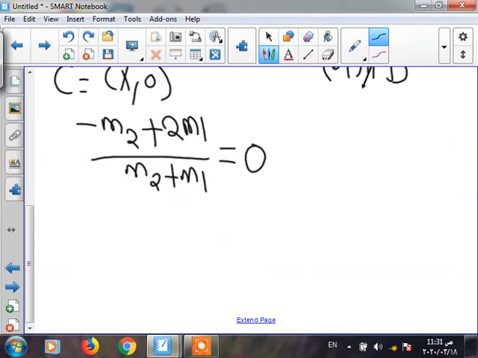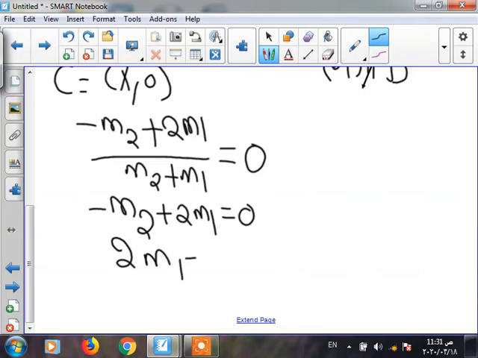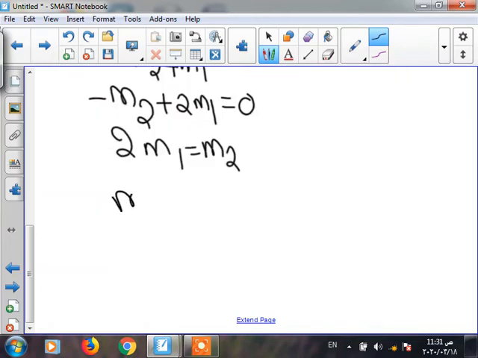If you multiply here by 0, now we have -M2 plus 2M1 going to be 0, because this times 0 equals 0. Move M2 to the other side. So 2M1 equals M2. From here, M2 over M1 will be 2 to 1, or 2 over 1 as a ratio.